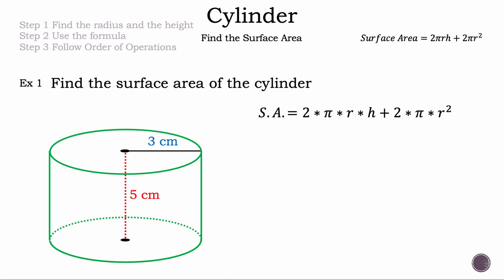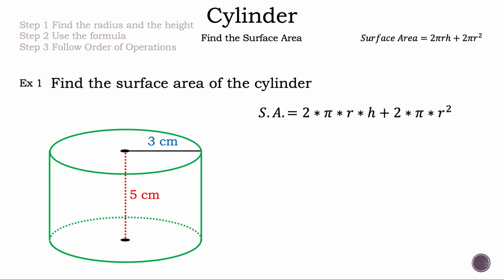Step 1, find the radius and the height. Step 2, use the formula. Step 3, follow the order of operations. Now let's read the question. Find the surface area of the cylinder. We already have that formula written down. Once again, it is 2 times pi times r times h plus 2 times pi times r squared.